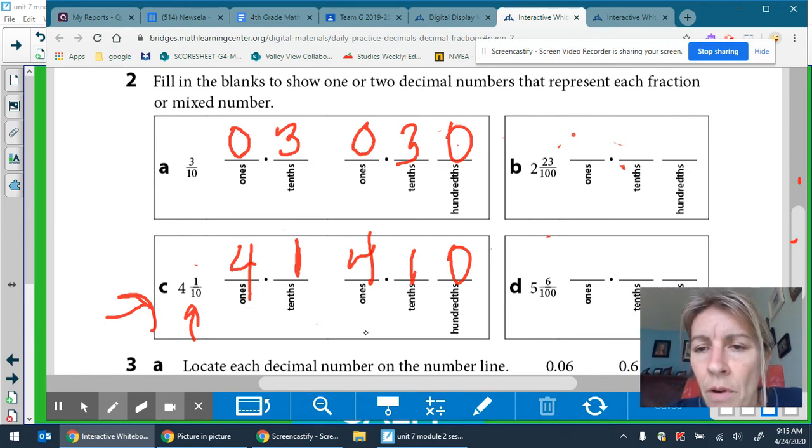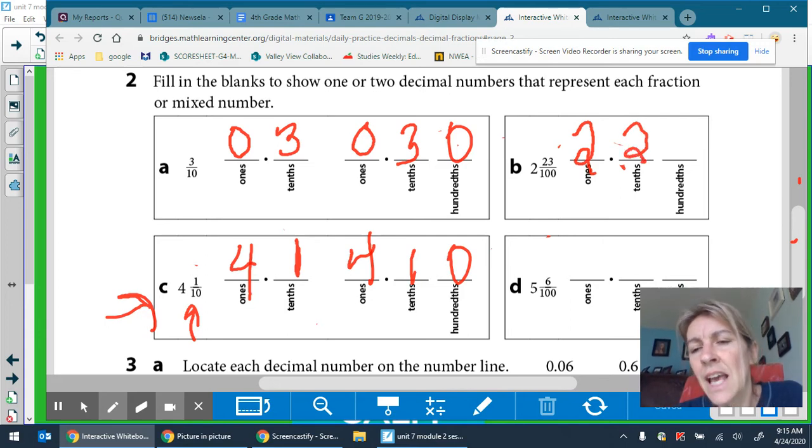B, looks like we have a whole number of 2 here, 2 and 23 hundredths. So we couldn't just write that as tenths because there are 3 extra ones in it. So we have to go out to the hundredths. 23. So like money, that's 23 out of 100 cents. We don't quite have enough for another dollar. So we write it 2.23 or 2 and 23 hundredths.